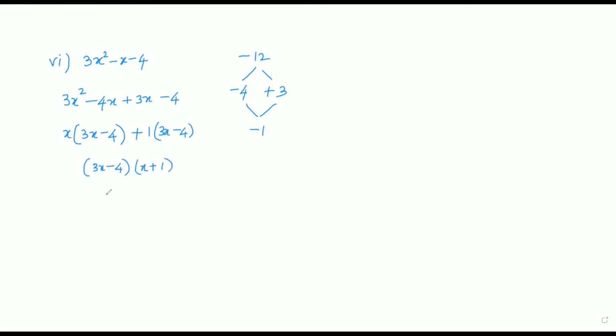So when will this polynomial become 0? Either 3x minus 4 is 0 as well as x plus 1 is 0. Any of this combination we can do. So these are the two possible zeros. So 3x equals 4, x equals 4 by 3. And here it is x equals minus 1. So alpha is 4 by 3 and beta is minus 1. Now let's check the zeros.